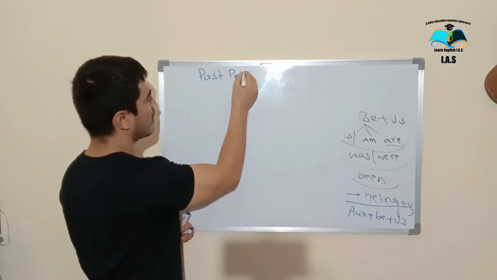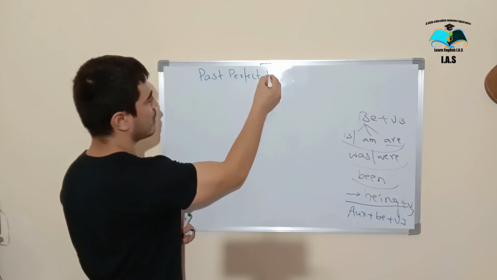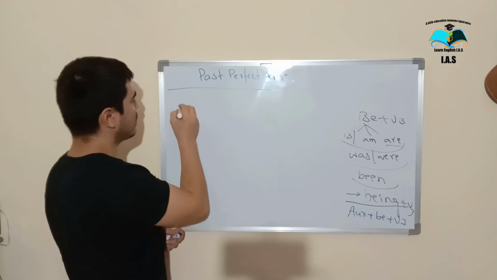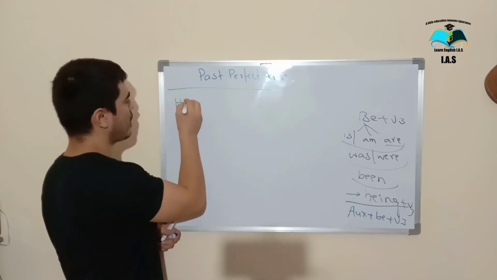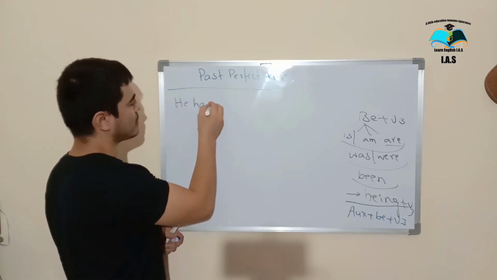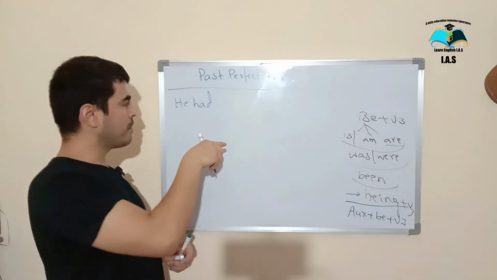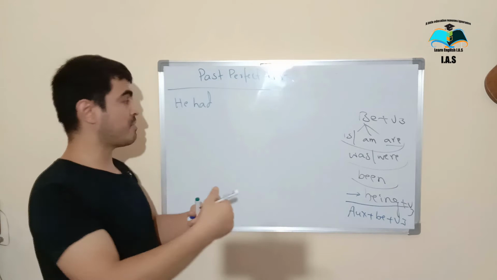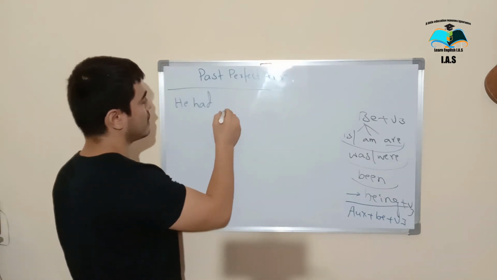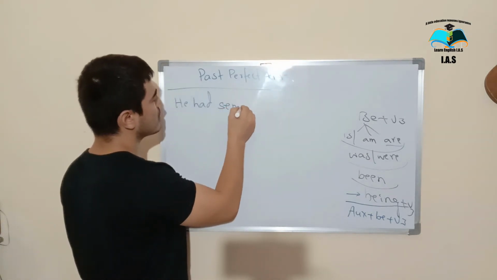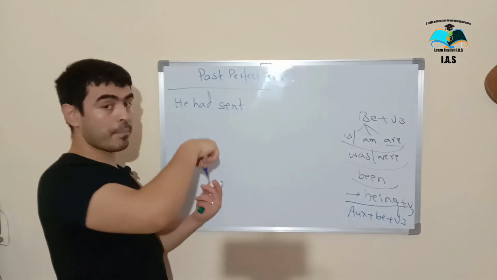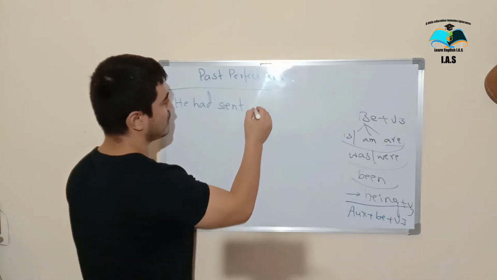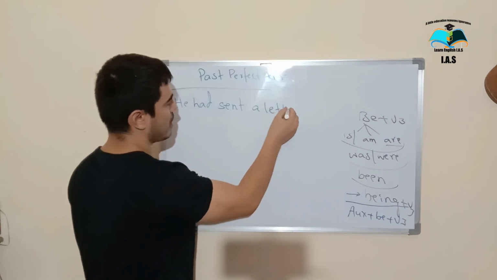Past perfect tense, right? So, same example. He had, because I'm going to talk about the past, right? Have/has is changed to had because we're going to talk about the past perfect. And he had sent, because we're using the past participle in perfect tenses. He had sent a letter.